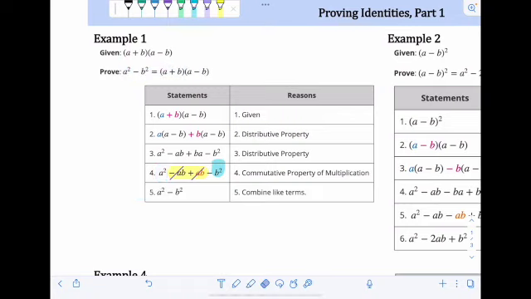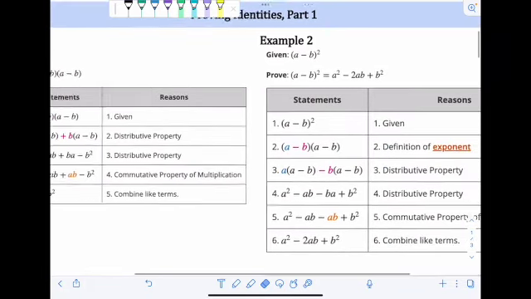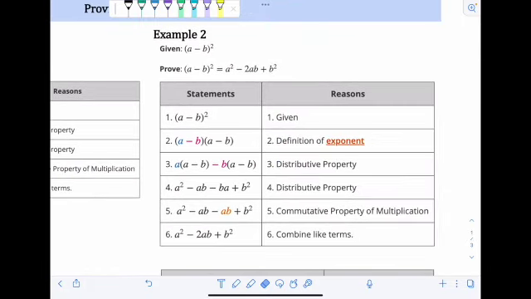Okay, so example 2 is proving one of the perfect square trinomial patterns. We're trying to start with a minus b squared and prove that we end up with a squared minus 2ab plus b squared. With that exponent, unfortunately, we can't just distribute the exponent to a minus b. That would make it a little bit faster. It means the whole quantity squared, so we have to take that a minus b and expand it: a minus b times a minus b, because it's the whole thing times itself. So that's step 2, and that's just the definition of an exponent.